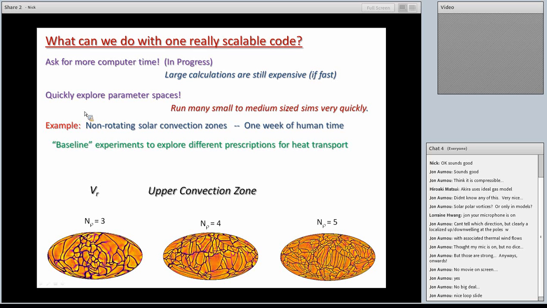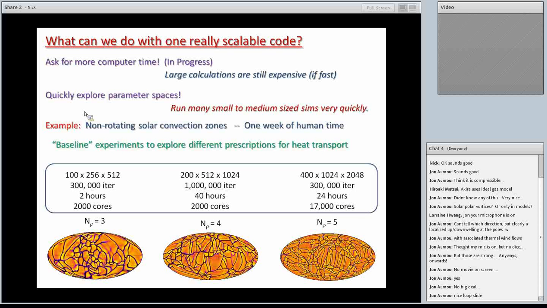So this is just showing radial velocity at the top of the domains of 3 different solar convection zones that aren't rotating, and they have 3 different scale heights. I ran the first 2 cases, the n_rho equals 3 and the n_rho equals 4, in about a day, and then the n_rho equals 5 I had to push for a while on Kraken. It was near the end of an allocation, so we had some time to burn, 17,000 cores.